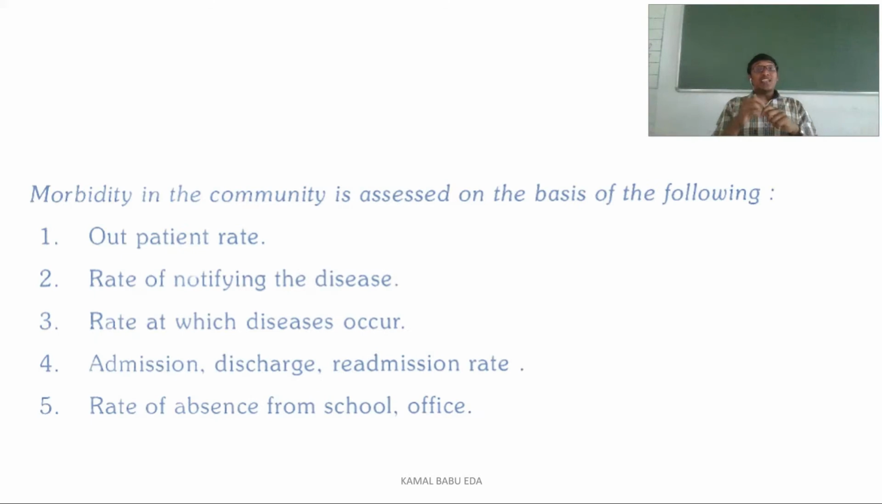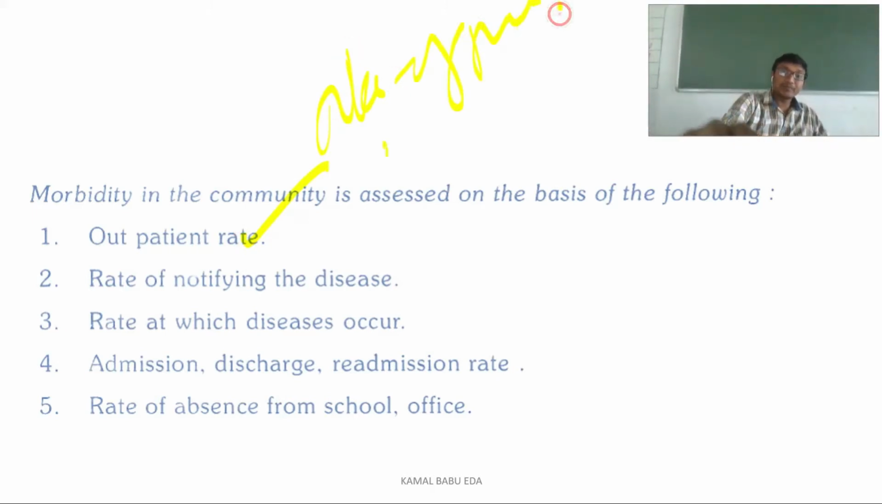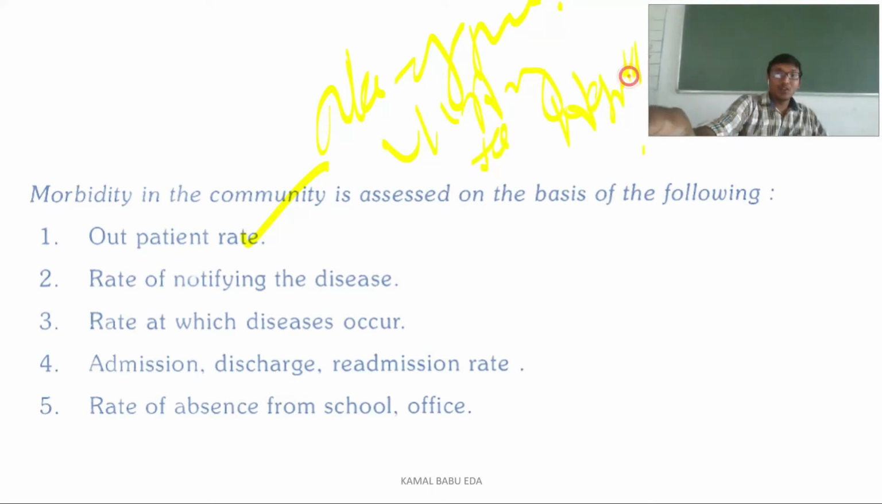So now we'll see how the morbidity rate in the community is assessed. How will you assess the disease rate in the community? We'll check the outpatient rate, meaning the number of persons visiting the hospital. Based on that, we know the disease rate in the community. If a large number of persons in the community are visiting the hospital outpatient department, then that many people in the community are ill. This is the morbidity rate.